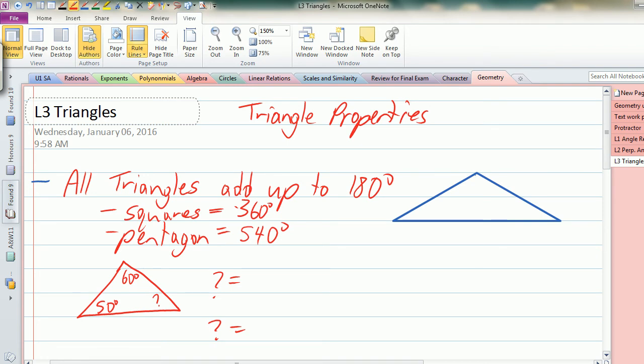So what I'm going to do while you're copying that down is I'm going to trace the angles.